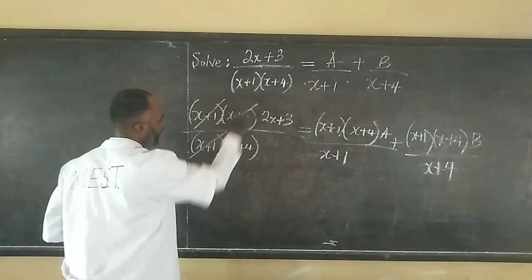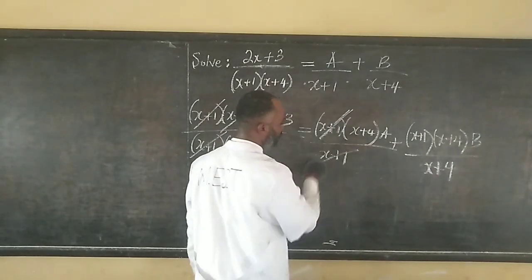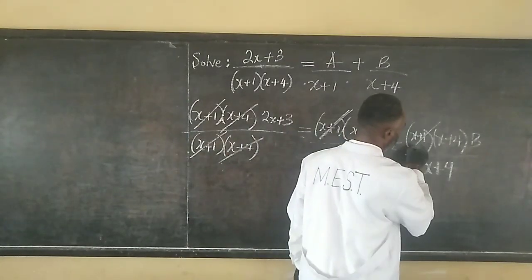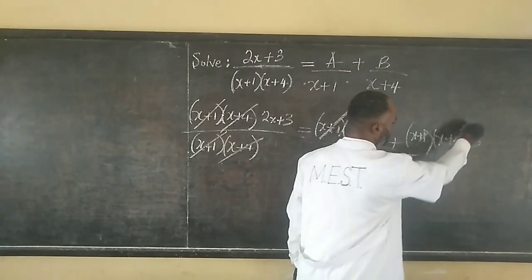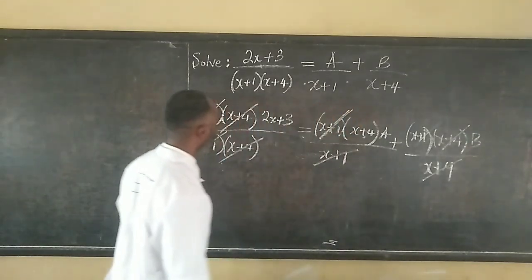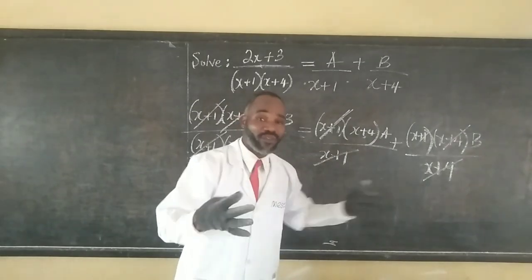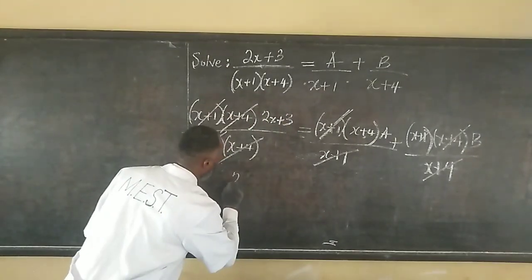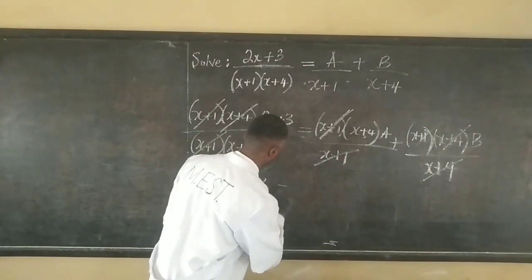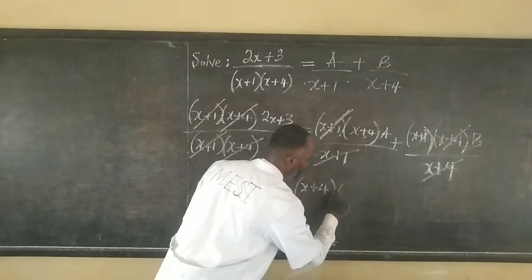Cancel out, cancel out. This is going to take away this. We are left with this. Of course, this will not go. This will take away this. So we are left with this. So what do we do? Very simple. Bring out what you are left with. So we have 2x plus 3 equivalent to what? Bracket open, x plus 4, bracket close, and we have A.